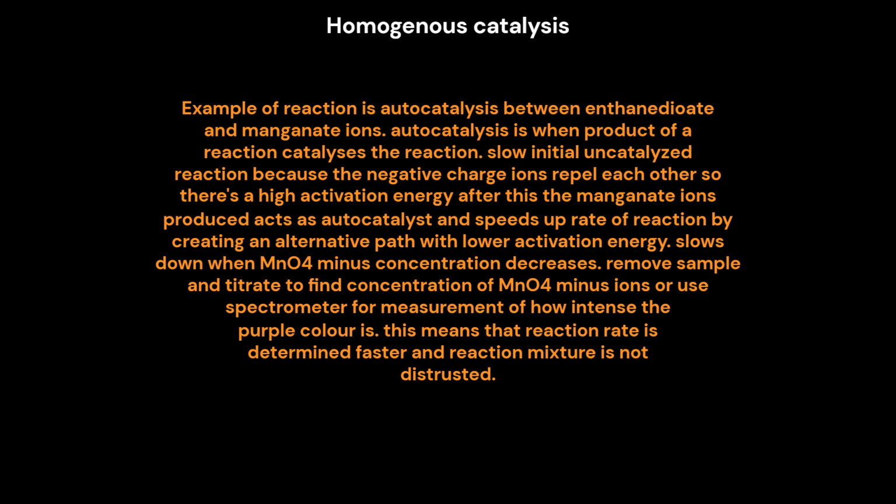Autocatalysis is when a product of a reaction catalyses the reaction. There is a slow initial uncatalyzed reaction because the negatively charged ions repel each other, so there's a high activation energy. After this, the manganese 2+ ions produced act as an autocatalyst and speed up the rate of reaction by creating an alternative path with lower activation energy. It slows down when MnO4- concentration decreases. Remove a sample and titrate to find the concentration of MnO4- ions, or use a spectrometer to measure how intense the purple color is. This means that the reaction rate is determined faster and the reaction mixture is not disturbed.